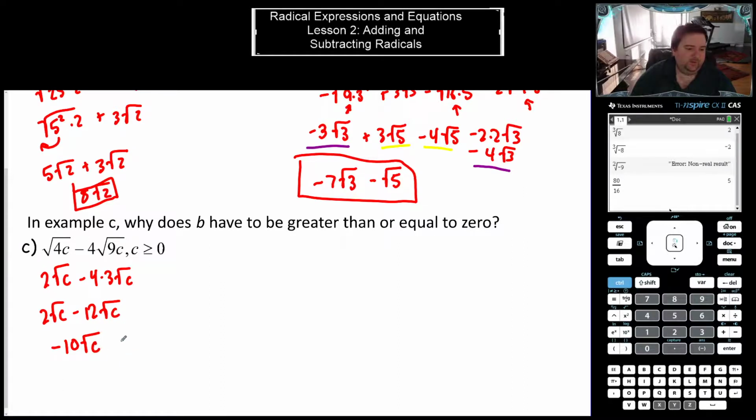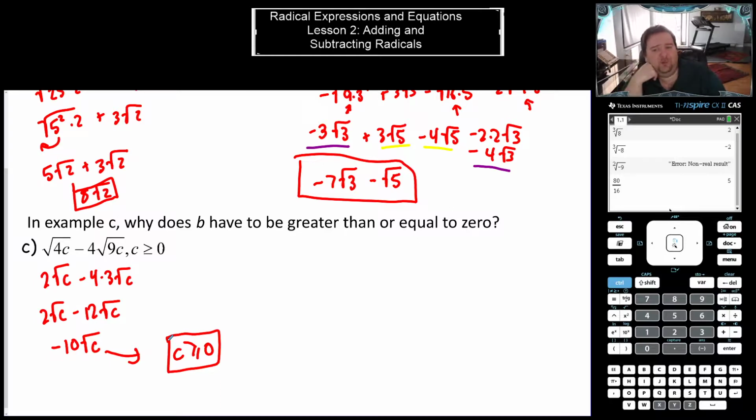Well, because it's an even index, right? This index is 2. And whenever we have an even index, we have a restriction on the domain. And that restriction comes from your radicand. So you're going to take your radicand, which is C, and you're going to set that greater than or equal to 0. And then you're going to isolate the variable, but it's already isolated. So why does C have to be greater than or equal to 0? Well, because it's an even index, and that's what you do.